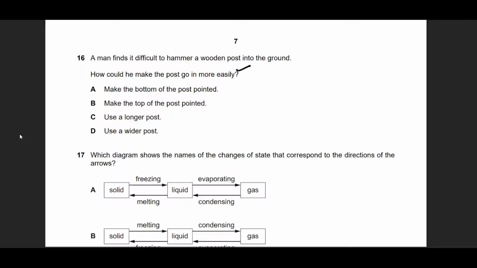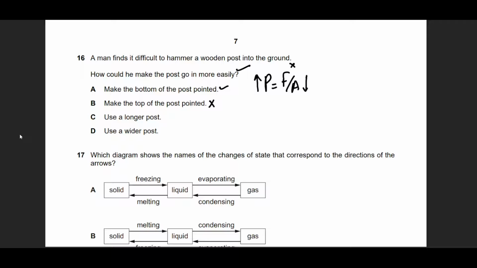How can he make it go more easily? Make it pointed, yes, to increase pressure. We have force over area. We can't increase the force we are providing from the hammer. We can reduce the area of the nail, make it more pointy so that the pressure increases. So this looks like a good option. Make the top of the post pointed.